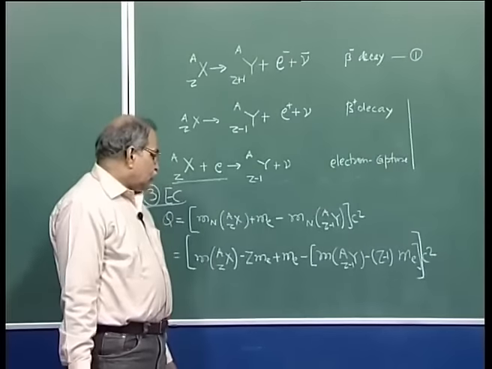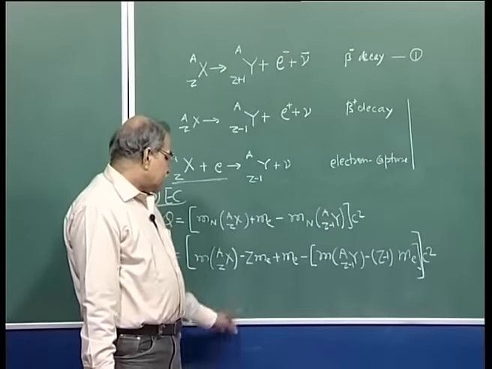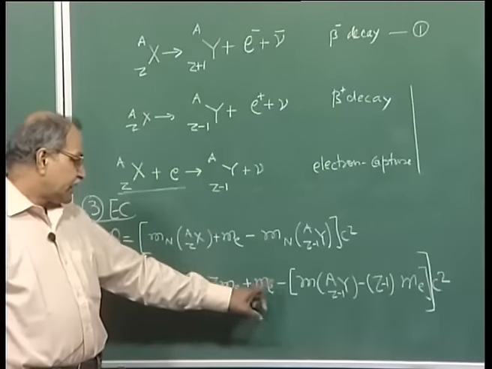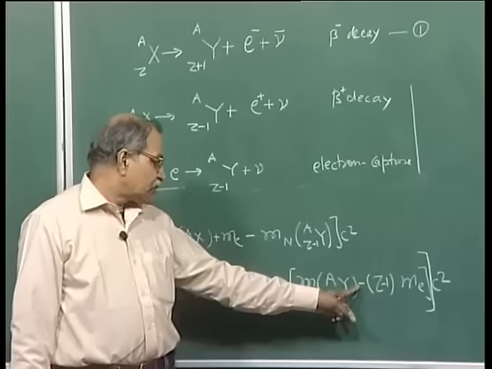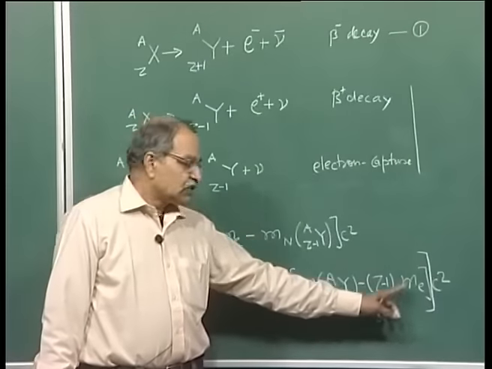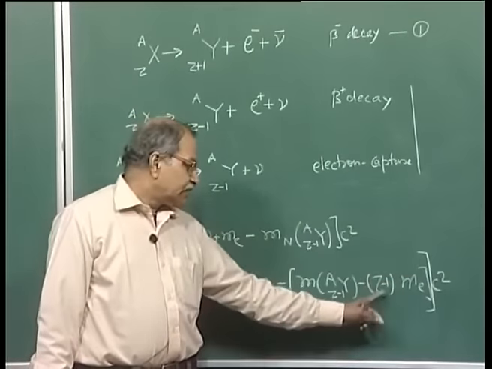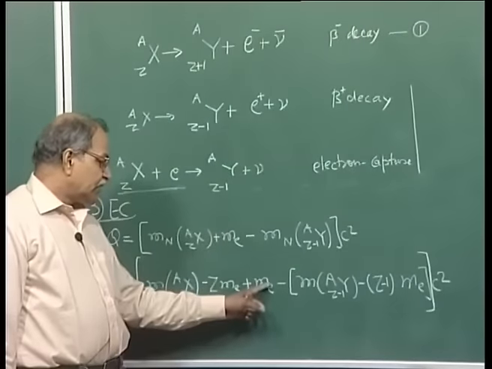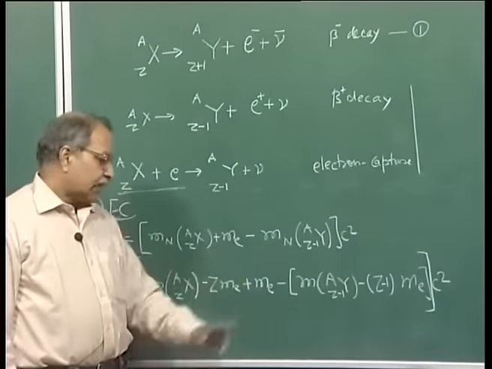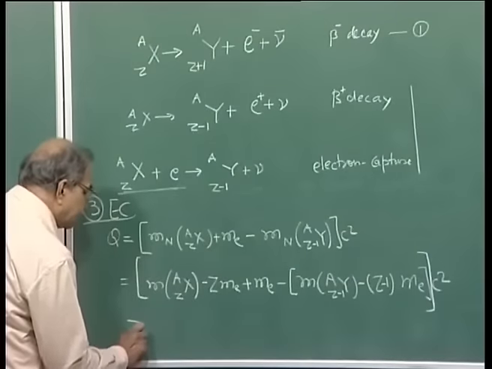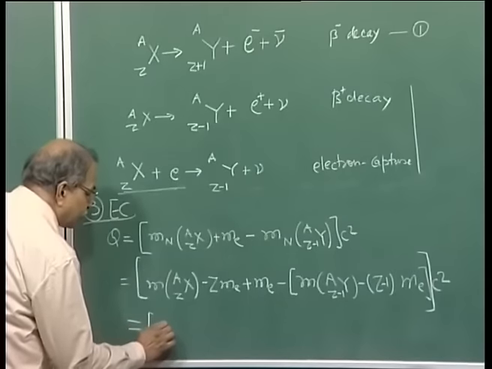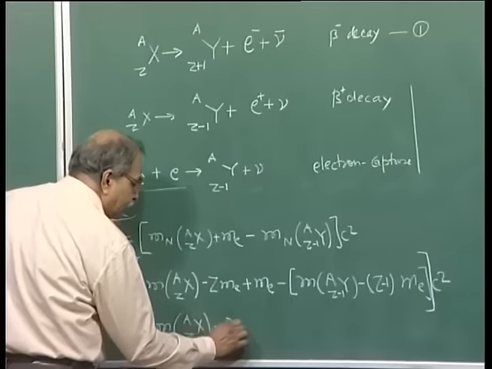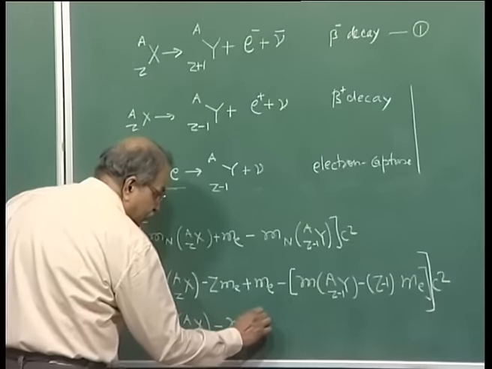So, now if I look at the electron masses, I have minus Z and plus 1 from here, and here this minus and this minus product is plus 1. So, (Z minus 1) m_e from here and the negative of that, minus (Z minus 1) m_e, here. So, they will all cancel out and you will only have the difference between the atomic masses of parent and daughter.